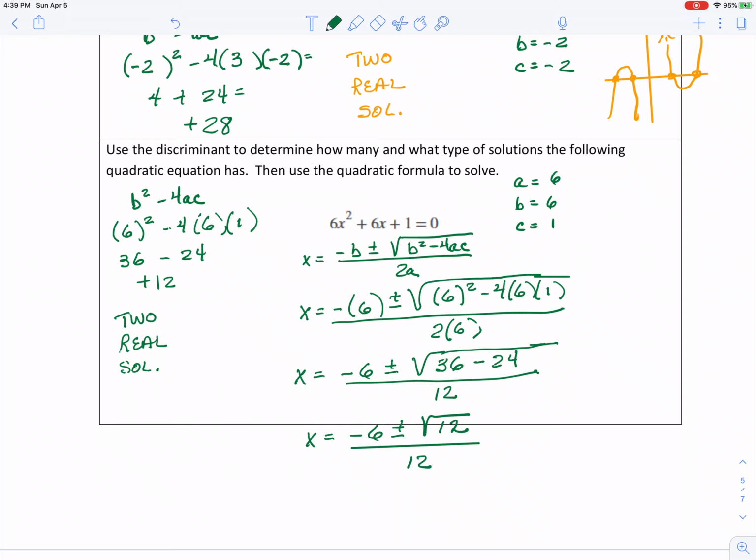And I hope you remember how we simplify the square root of 12. We think of it as 4 times 3. And this square root of 4 right here, we're going to pull out from under the radical. So I've got two real solutions here. I think I'm going to go ahead and do a little more work on this.